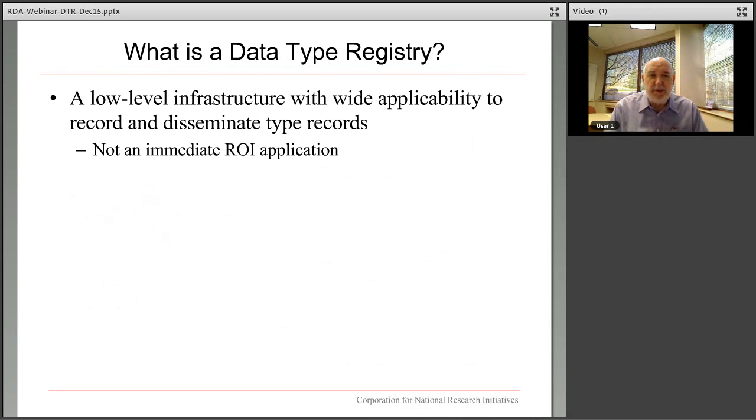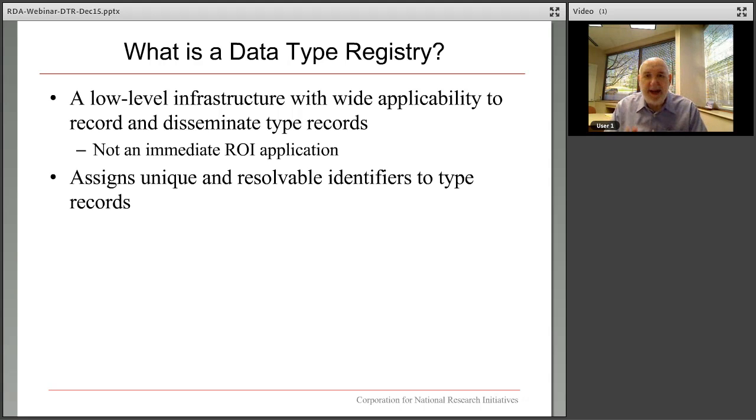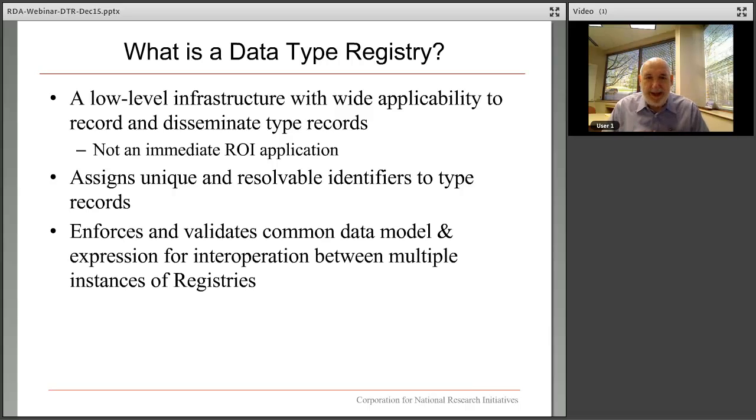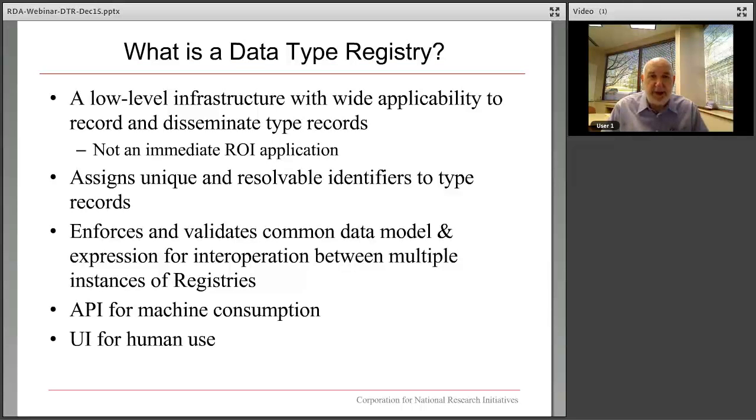So the data type registry would be low-level infrastructure. We've created a prototype of that, and it assigns unique and resolvable identifiers to type records. And it enforces and validates a common data model and expression, and that's necessary for any sort of federation. So across communities, to share data types, they have to be able to rely on common expression and common dissemination of the information. So it's not a Tower of Babel effect. We need an API for machine consumption, which we've done, and also a user interface for human consumption.